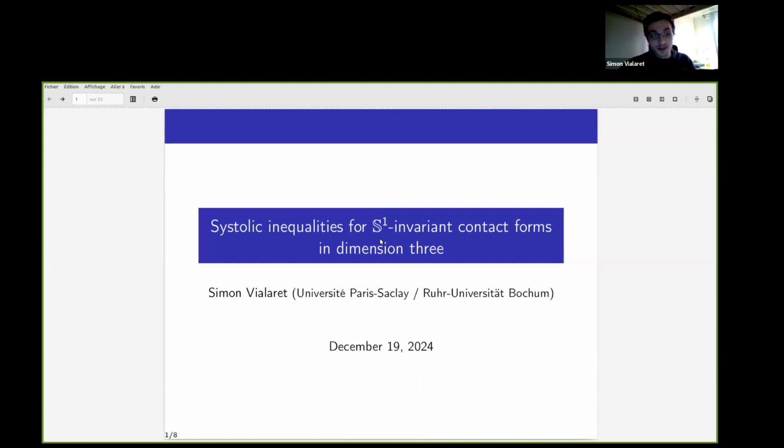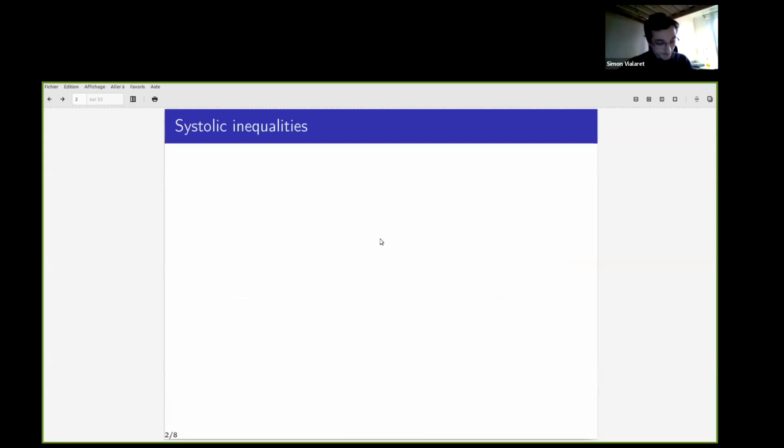So I'm going to talk about some aspects of contact dynamics, so dynamics of Reeb flows in dimension 3. And I will start with a definition. Whenever we have a contact form, we can consider its Reeb flow. And Reeb flows are a class of flow that are expected to always have, at least on a compact manifold, a periodic orbit. So that's the Weinstein conjecture in dimension 3.